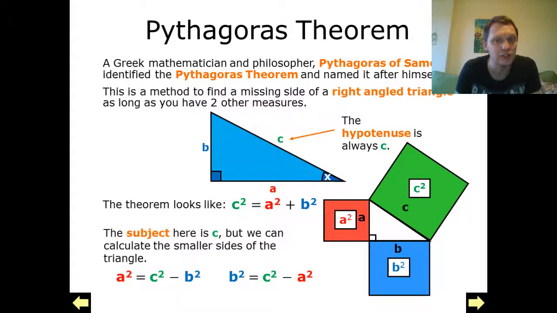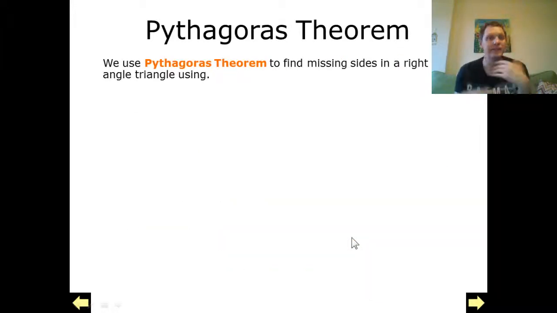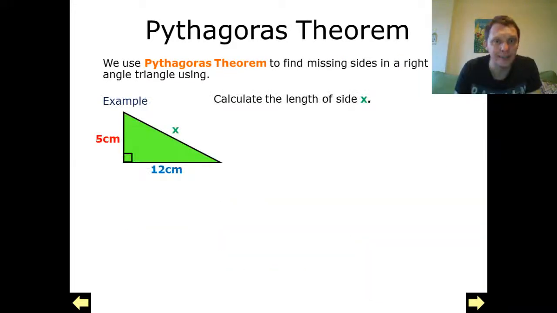In which case, if we had to calculate one of the other two missing sides, so B or A, it doesn't matter which, because like I said, it depends on how we've labelled it, we will always subtract the smaller side that we've been given away from the bigger side of the hypotenuse to give us one of the other smaller sides. So let's see this in practice with an example.